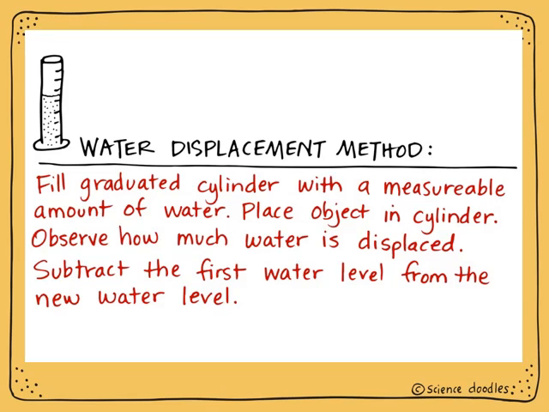Then you're going to place your object in the cylinder, and you're going to observe how much water is displaced. So you're going to subtract the first water level from the new water level. So your volume should always be a positive number. If you're subtracting the numbers in the water and you get a negative number, then you definitely subtracted the numbers backwards. And just do it again with the numbers in the right order.